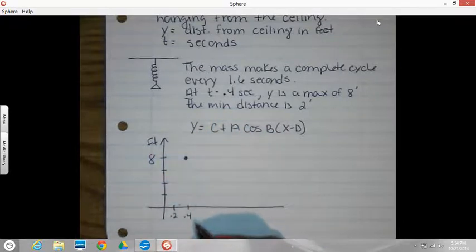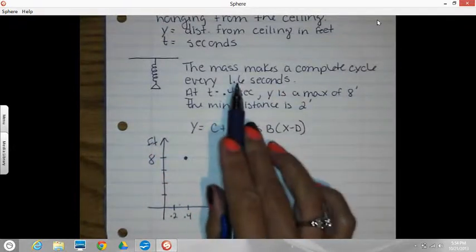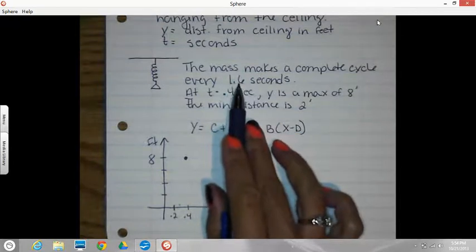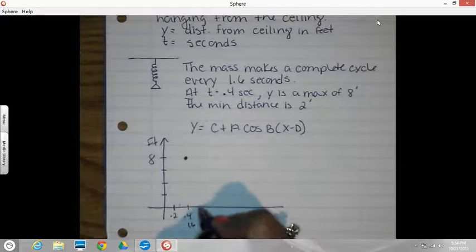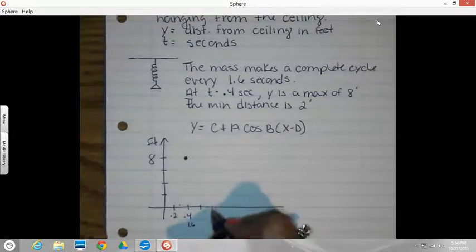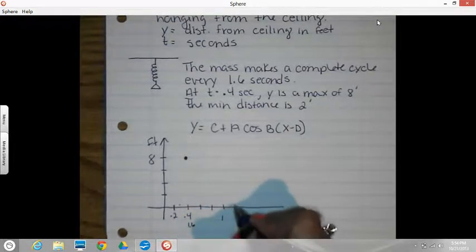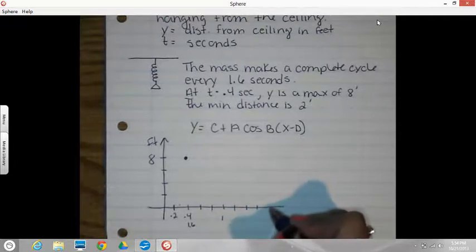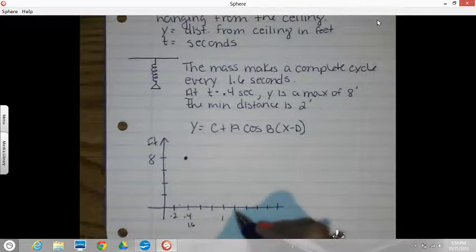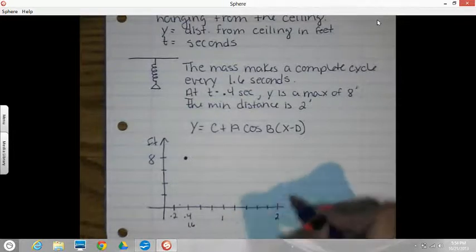Okay, and if I think about this, it tells me that it makes a complete cycle every 1.6 seconds. So that means it's going to finish 1.6 seconds after this. So where's that going to put me? If I add 1.6 to that, it's going to finish at 2 seconds. So 0.2, 0.6, 0.8, there's 1, 1.2, 1.4, 1.6, 1.8, and 2. 2 seconds. So it's going to finish over here again.